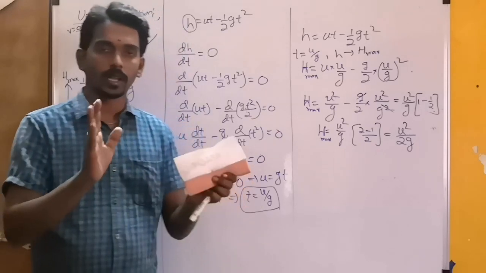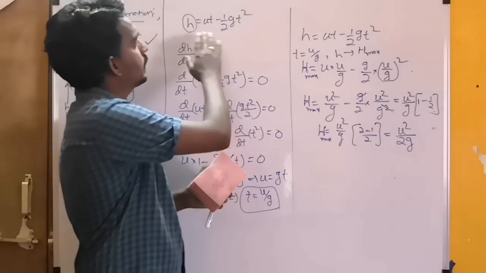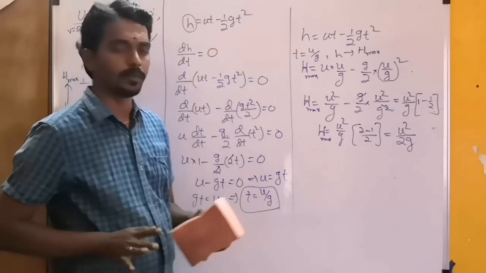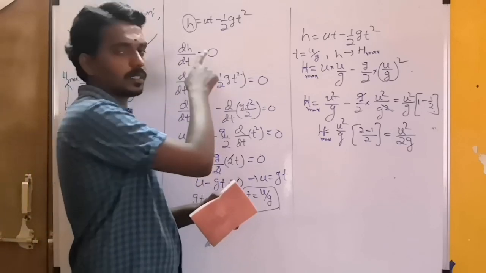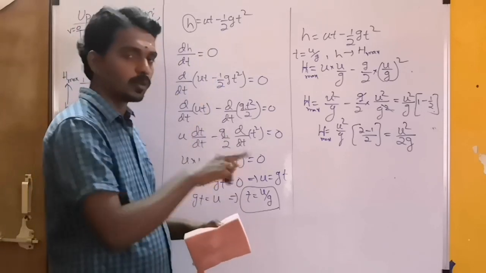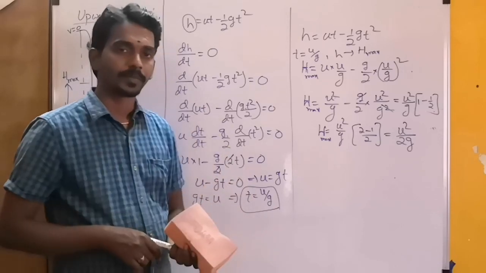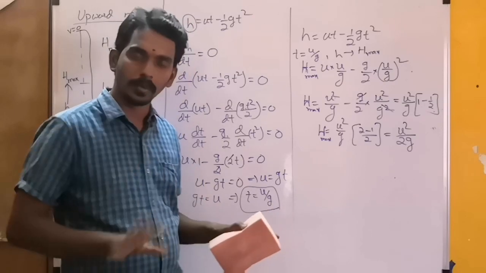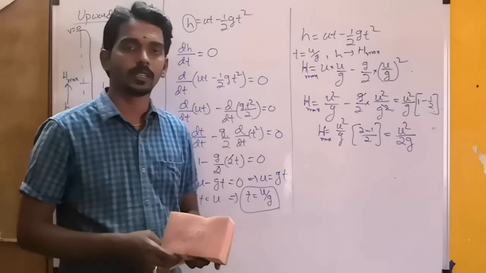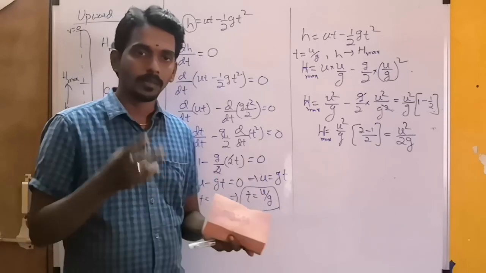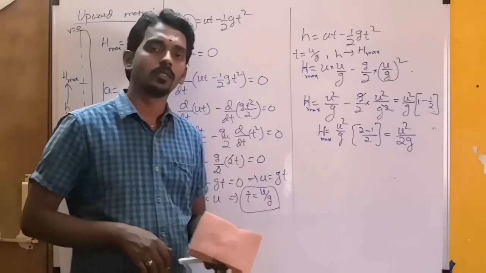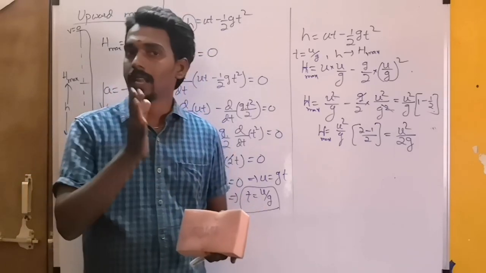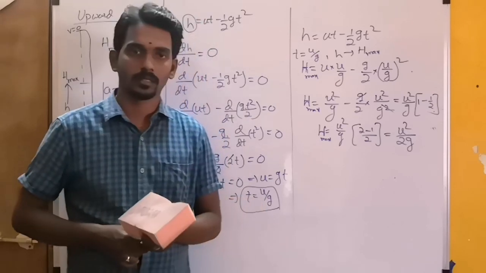What is the procedure? Finally, take the function like h equal to ut minus half gt square. So one quantity depends on the variable. Then equate the first differentiation to 0. Then you may get two values or one value. If you get one value, no confusion. It may give either maxima or minima, but that will be mentioned in the question itself. But if you get two values, then you have to decide which will give maxima and which will give minima, like we did in the previous class, right?